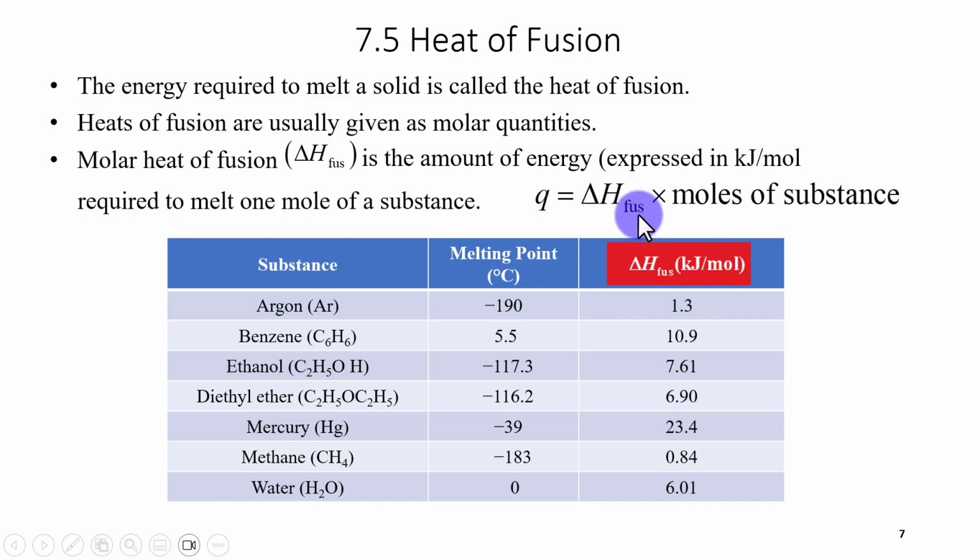Once you have the delta H of fusion, if you know the moles of the substance or even grams of a substance, you can calculate moles from grams using the molar mass, and then if you have delta H, you can figure out how much energy it takes to melt that many moles of that substance.